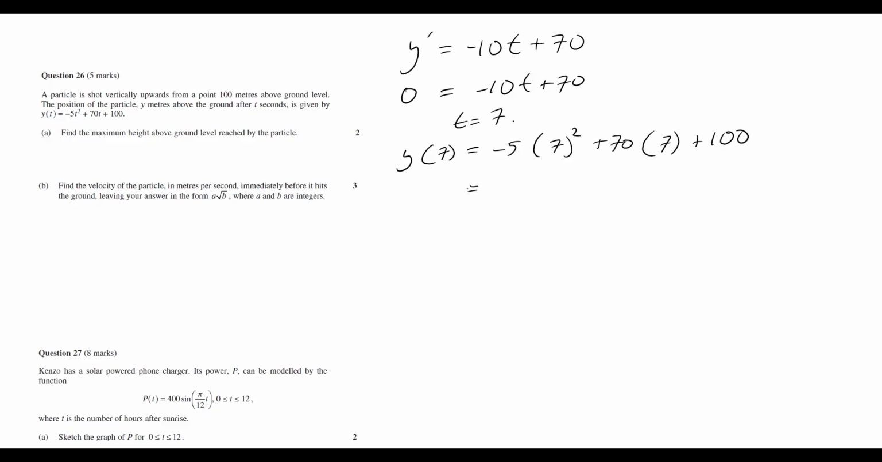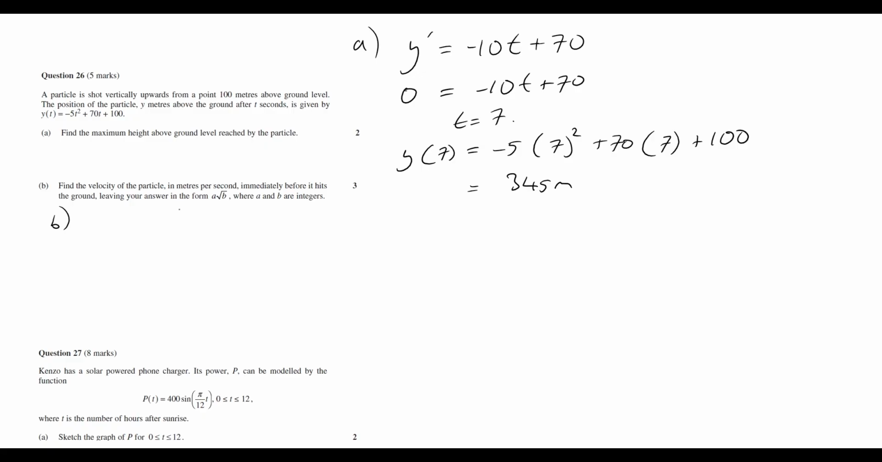And so putting that all into a calculator, we get an answer of 345 meters. There we go. So that's part A, all done. Now for part B. It says, find the velocity of the particle in meters per second immediately before it hits the ground, leaving your answer in the form of a root b, where a and b are both integers.